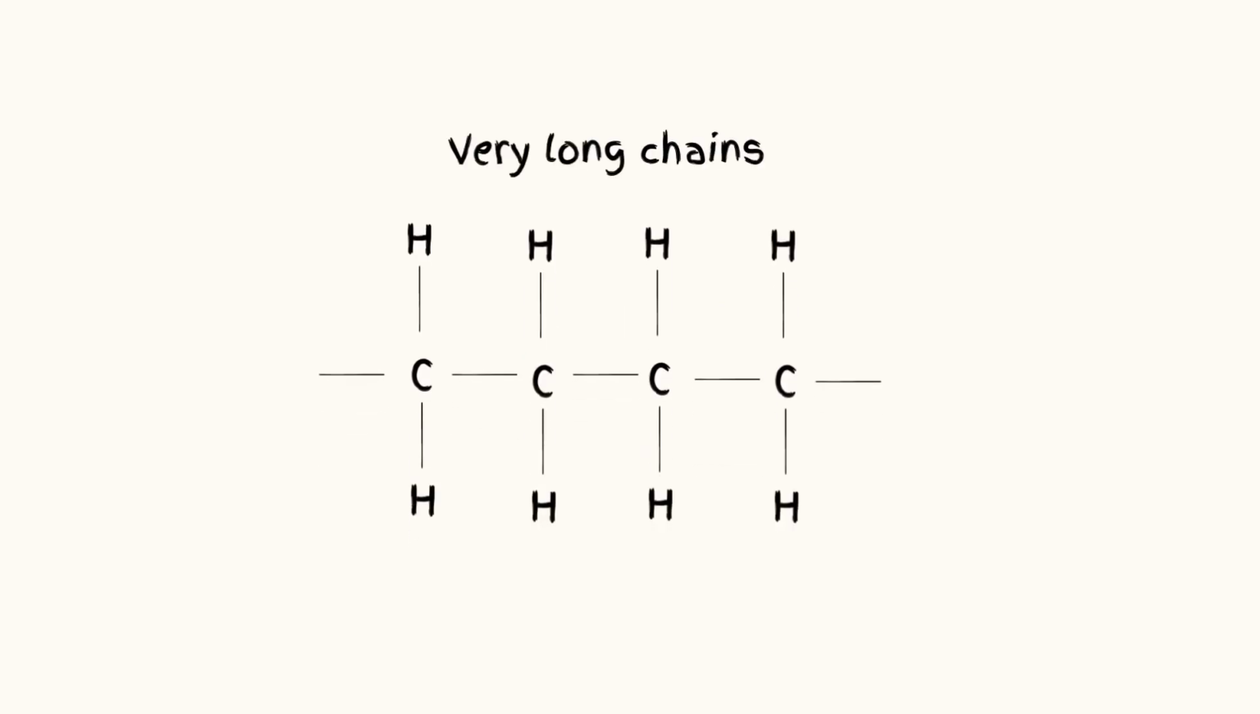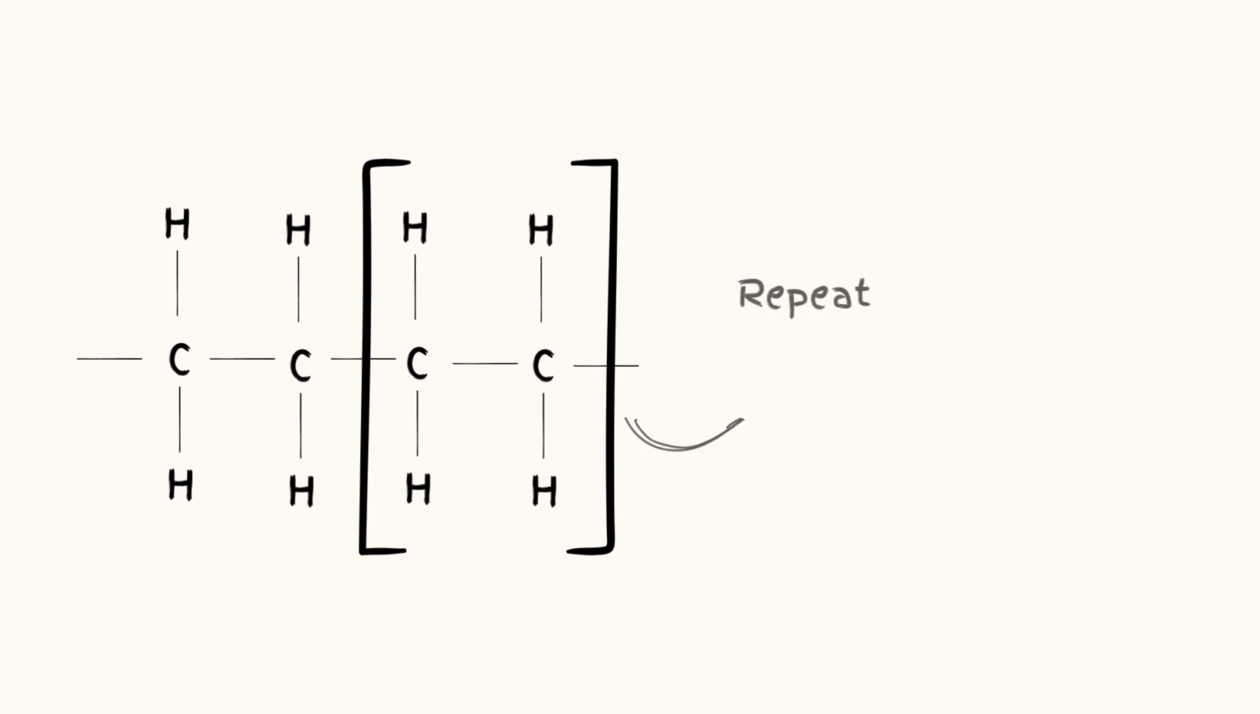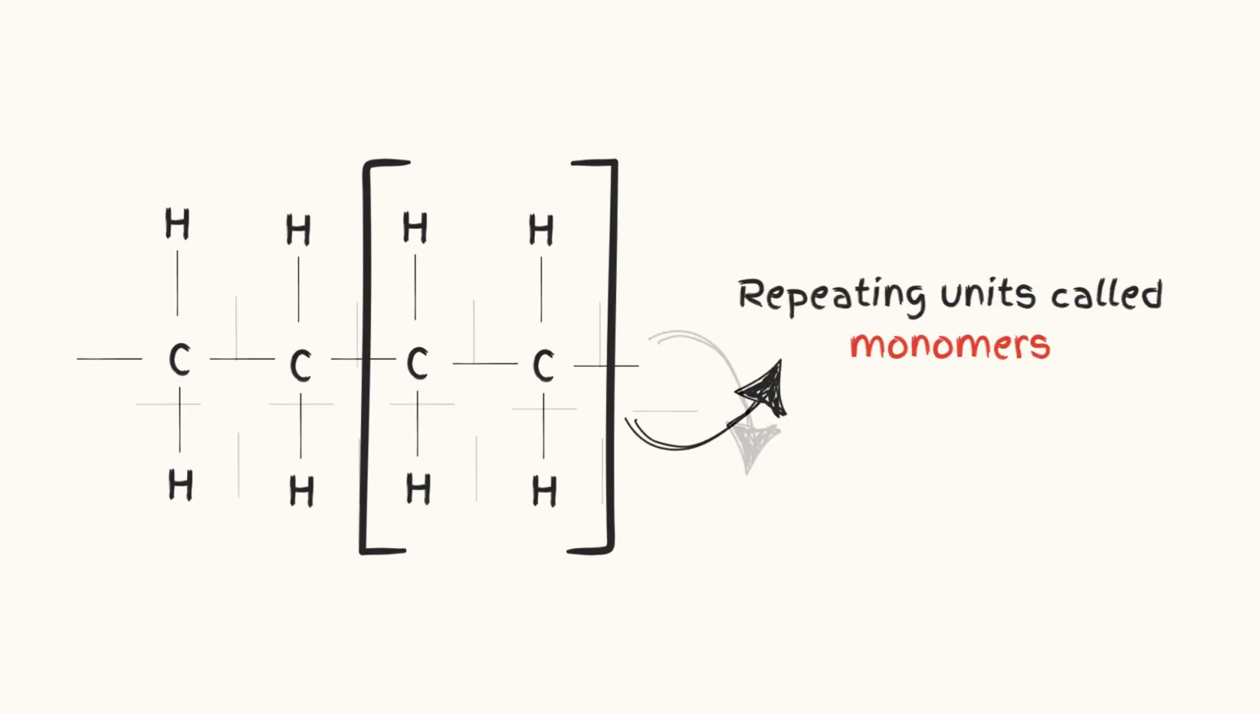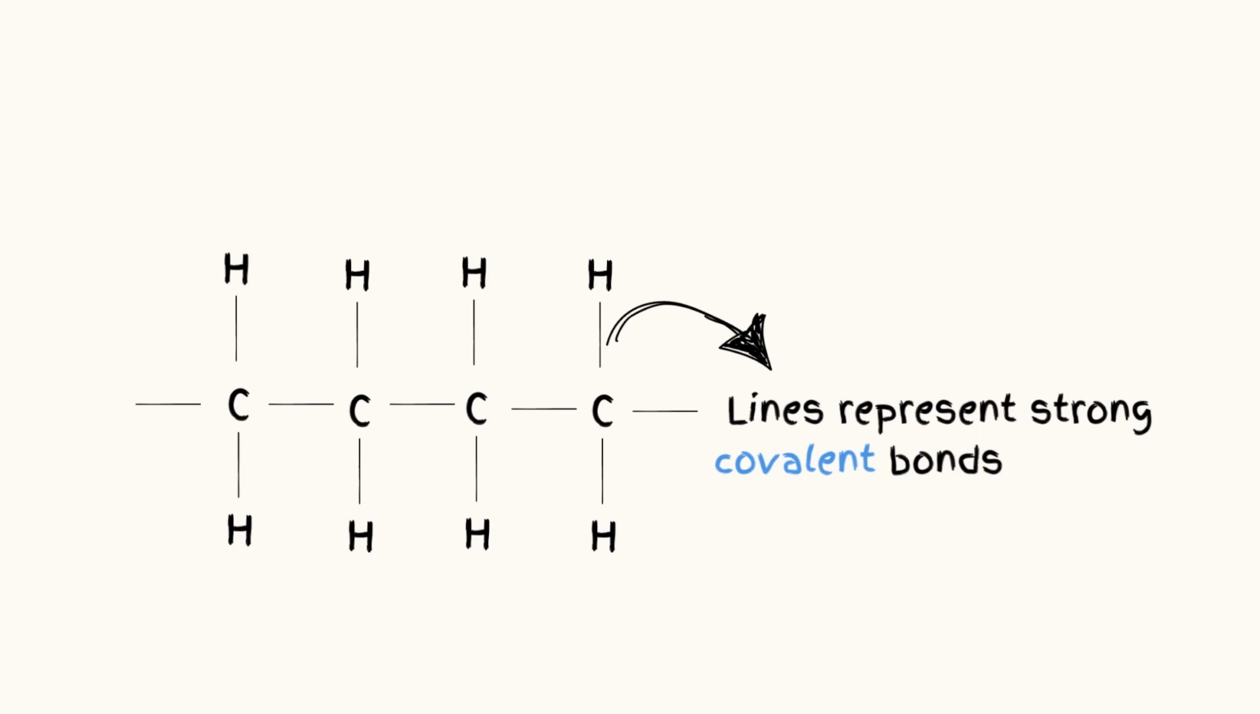Polymers are long chains of carbon atoms made from repeating units known as monomers, where lines represent strong covalent bonds between atoms.